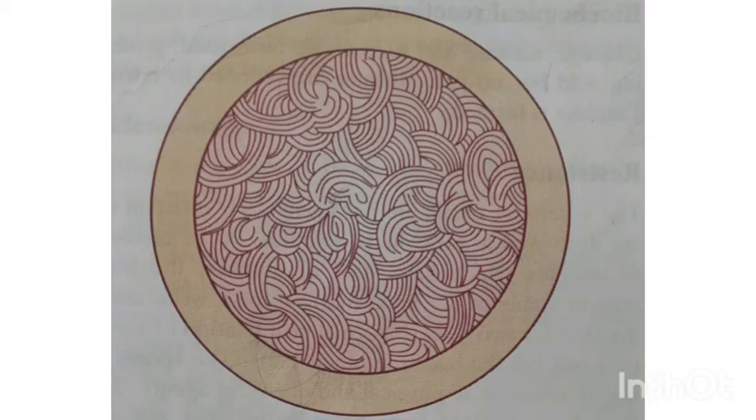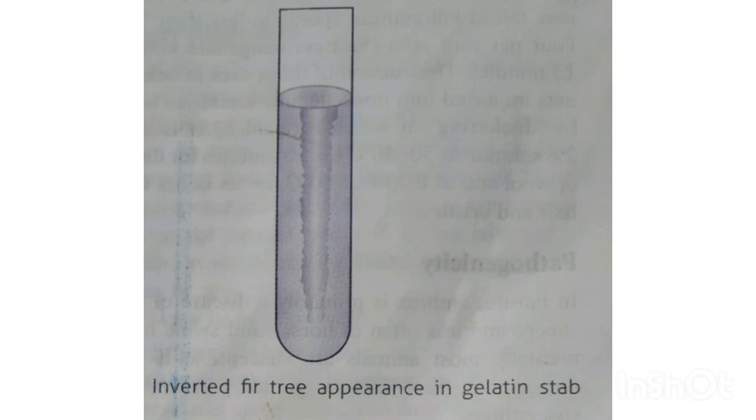Here you can see the Medusa head appearance. That is, when we focus through a low power microscope, the edge of the colony resembles locks of matted hair, right? That appearance is known as Medusa head appearance, which you can see in this picture. Okay. Then another picture is the stab culture. In stab culture, they form a fir tree appearance, that is, an inverted fir tree appearance. You can see the fir tree appearance in the stab culture with slow liquefaction.